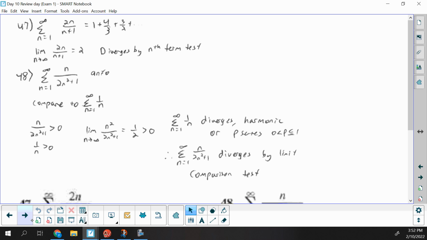In 48, we want to force those to have the same degree, so let's compare to 1 over n, which is something we know diverges because it's harmonic. When you divide those two series, we end up with n squared over 2n squared plus 1. That will approach 1/2. As long as that approaches a positive finite number, then we know our series will do the same thing as our nice series. We already said our nice series diverged, so we would say our series diverges by the limit comparison test.